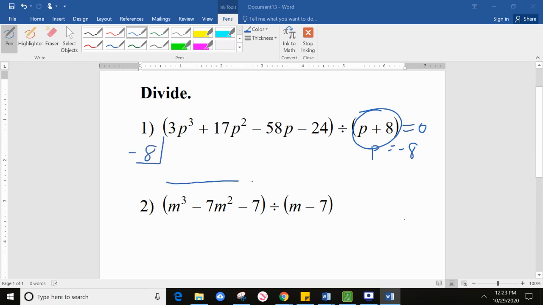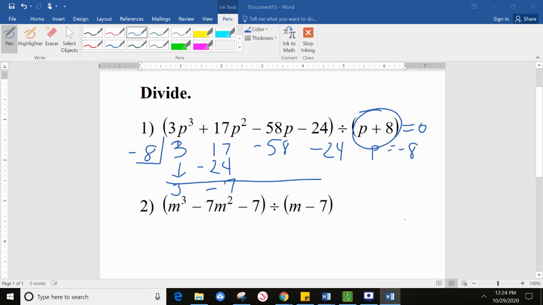All right, then what we do is we gather up our coefficients and make sure that this is in standard form, this thing we're dividing here. So it is 3, 17, -58, and -24. So what we're going to do now is go through this process. First coefficient always comes down no matter what it is. Then we're going to multiply -8 times 3, get -24. And then we're going to add these together, get -7. So remember, it's multiply, add, repeat.